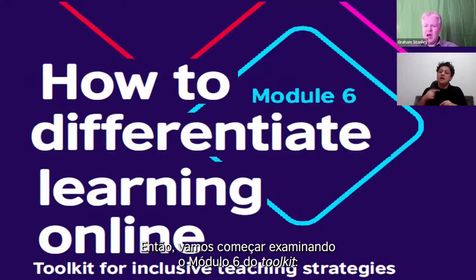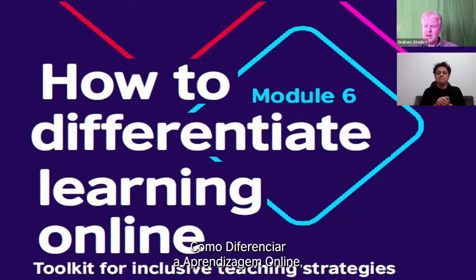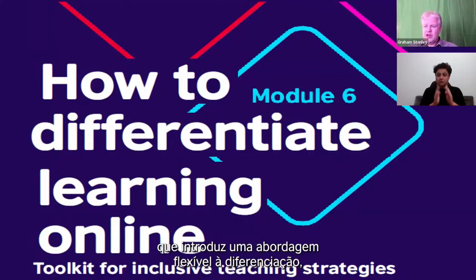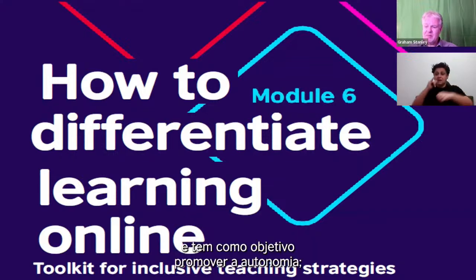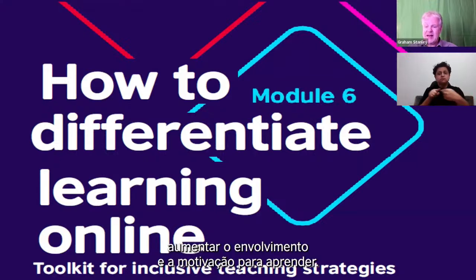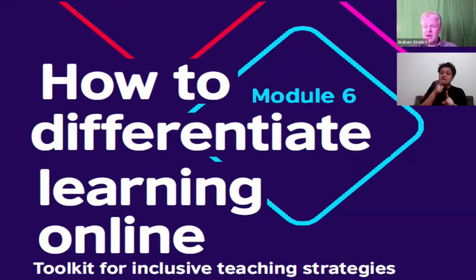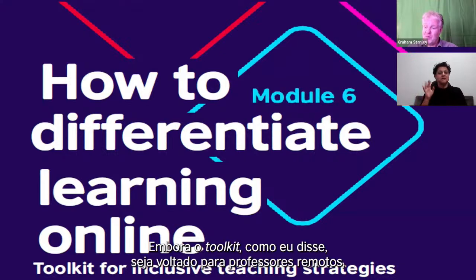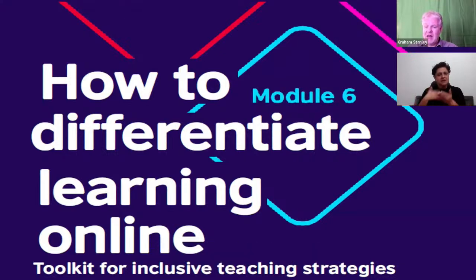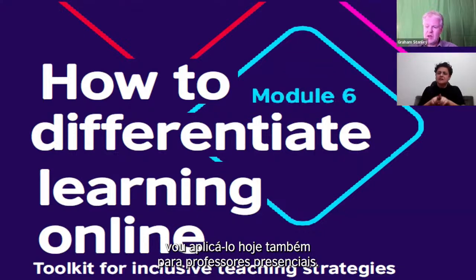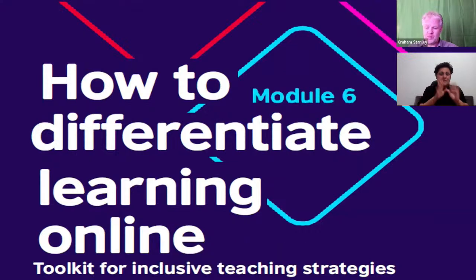So let's start by looking at Module 6, how to differentiate learning online, from the toolkit, which introduces a flexible approach to differentiation and is aimed at promoting learner autonomy, boosting engagement and enhancing motivation to learn. Although the toolkit, as I said, is aimed at remote teachers, I'm going to apply it today to teachers in the face-to-face classroom too.